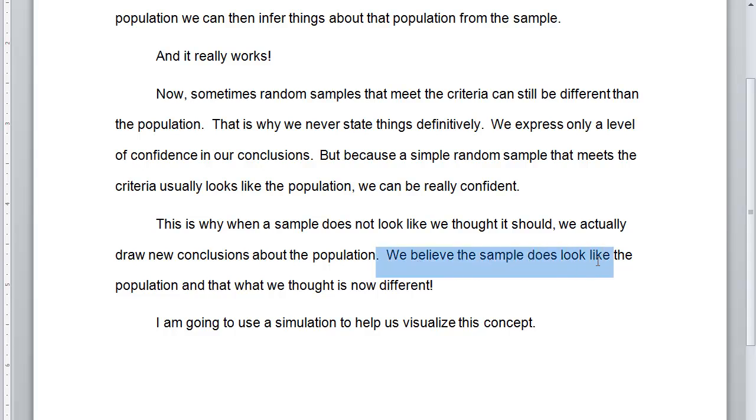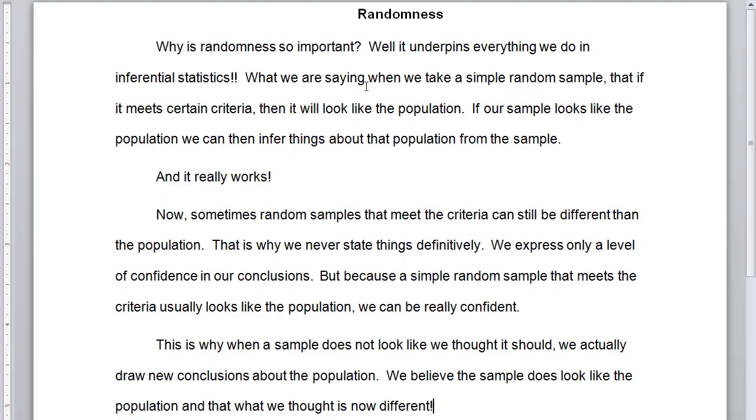We believe the sample does actually look like the population, and what we thought about the population is actually now different, that things have increased or decreased or changed over time, or because of an experiment or some other influence. And that's why this sample looks different. And this is really important. Okay? And so that's why we study randomness.